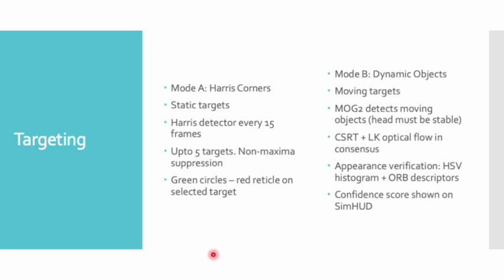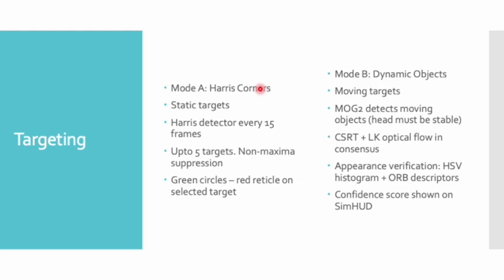I built 2 targeting modes. Mode A uses Harris corners, and so every 15 frames I run a Harris detector on the world camera, pick the 5 strongest corners, and after non-maxima suppression, show them as green circles on the HUD. Single wink cycles, double wink fires. This is great for static scenes.